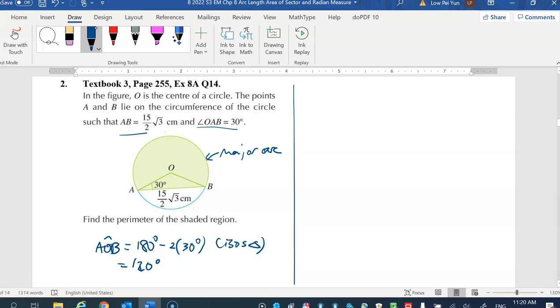So in order to find the radius, I need to find either OA or OB because that's the radius. So here we have an isosceles triangle. If I were to drop down a perpendicular line from the center to the length AB, I'm going to get a perpendicular bisector because this is an isosceles triangle. So with that, I can find the angle over here, which is half of AOB.